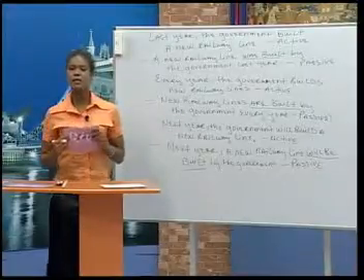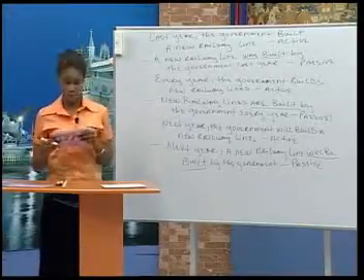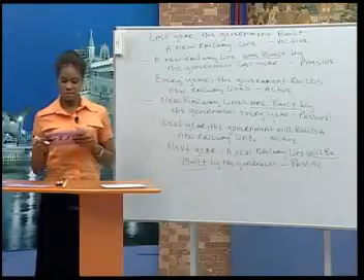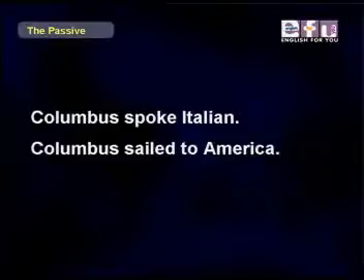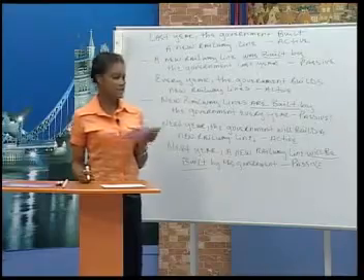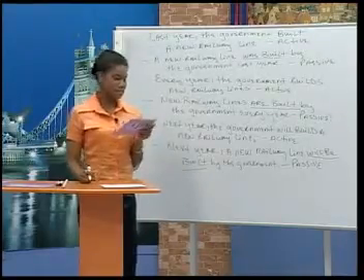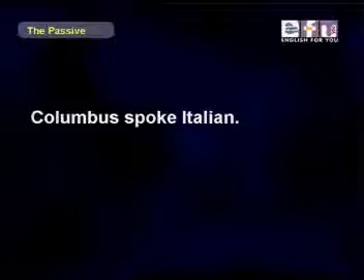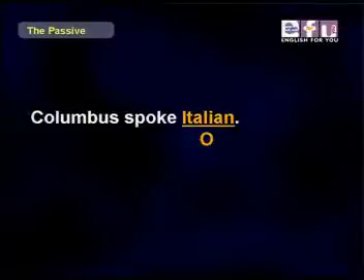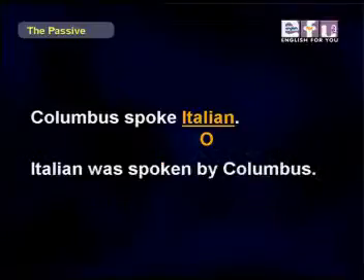Okay, there is only one little problem left about the passive. Let's have a look at that. Take a look at your screen. Columbus spoke Italian, and Columbus sailed to America. Let's try to build passive sentences. Okay, Linda, what is the object in the first sentence? What did Columbus speak? He spoke Italian. So Italian is the object. And so Italian was spoken by Columbus.